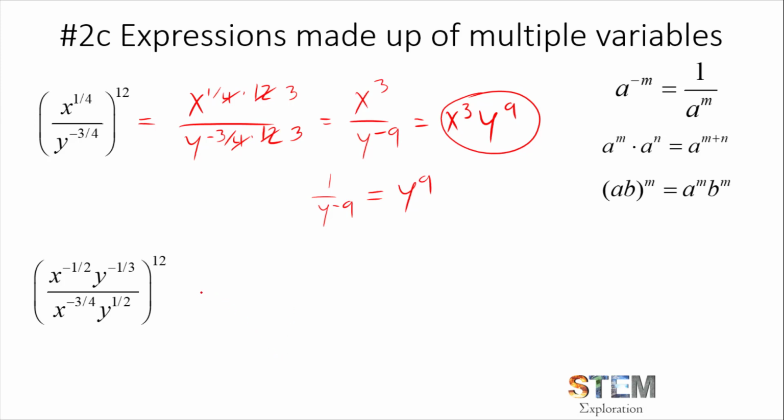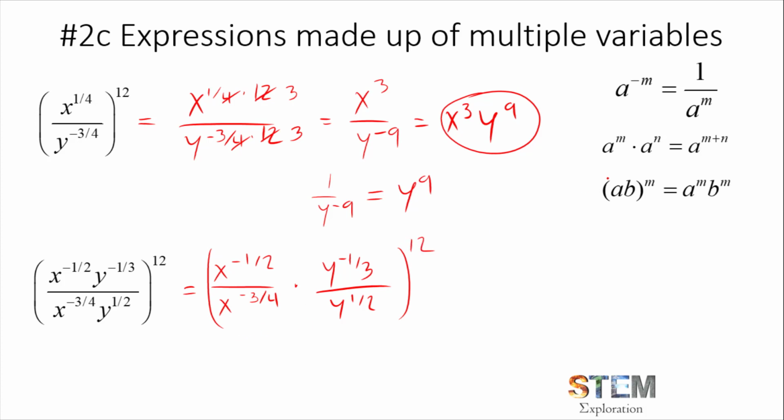So another circumstance, let's look at this one. Now, I wouldn't quite go crazy distributing the 12 to everything here. And the reason is, as I see I have both y's and x's in both the numerators and the denominators. So what I'm going to do, just for simplicity's sake here, is I'm going to separate this out, x to the -1/2 over x to the -3/4 times y to the -1/3 divided by y to the 1/2. And this whole thing to the 12th power.